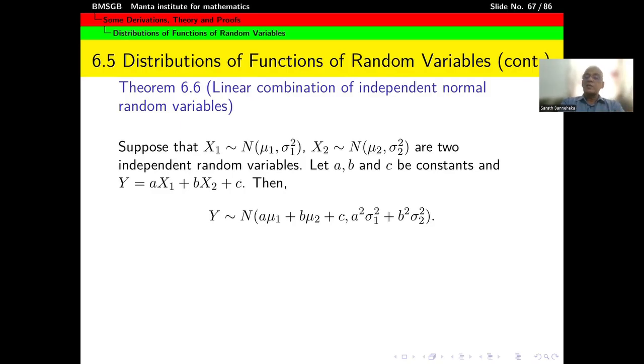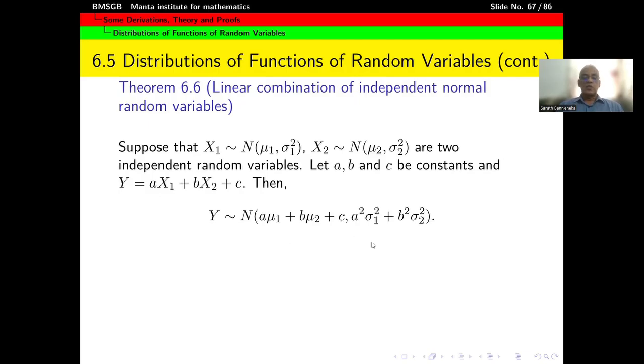So it's a linear combination. And we can show that Y also has a normal distribution with the mean equal to A mu 1 plus B mu 2 plus C, and the variance will be equal to A square sigma 1 square plus B square sigma 2 square.